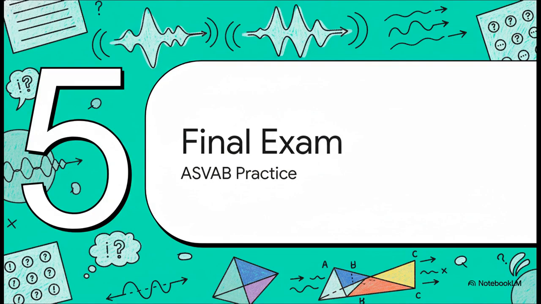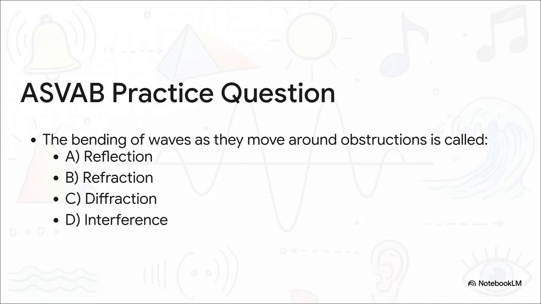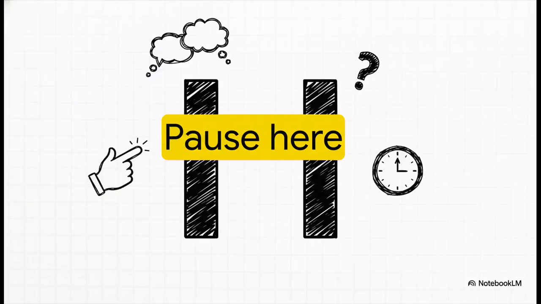All right, you've received the full briefing. Now it's time for the final exam. Let's tackle an ASVAB-style practice question together. Okay, read the question carefully. The key phrase here is move around obstructions. So think back to what we just covered. Is this bouncing? Is it bending by going through something? Or is it bending around something? Go ahead and pause right here, think it over, and then hit play when you've got your answer locked in.